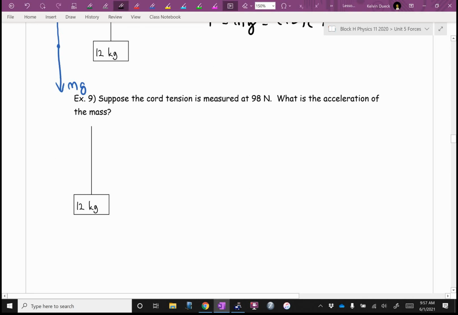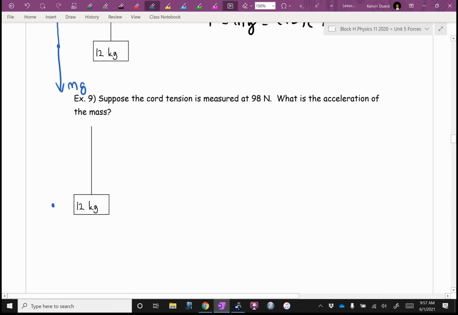I like example 9. Hey, Jaden, what's example 9 asking me to find? So looking at this, do you see a VI or a VF or a D or a T? Okay, I think I'm in forces, especially because I see Newtons. So this is a job for a free body diagram.